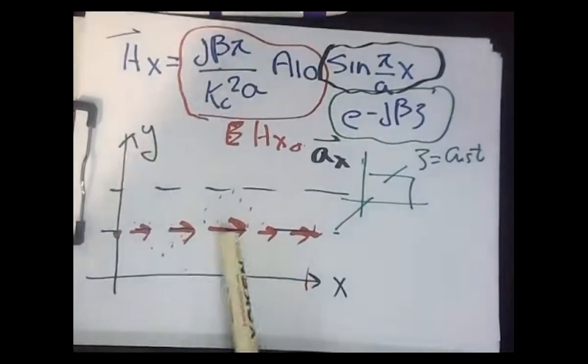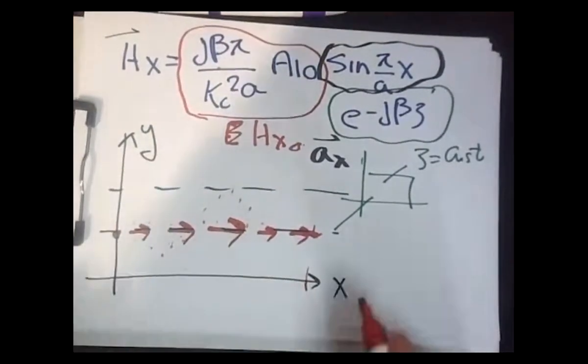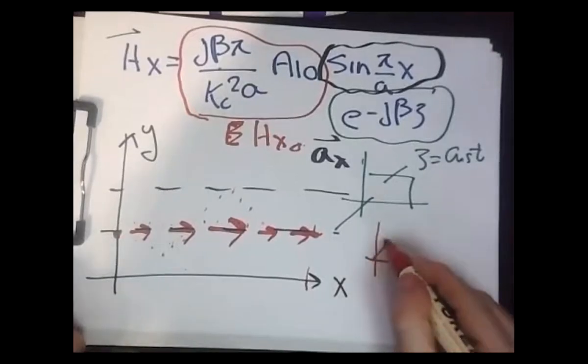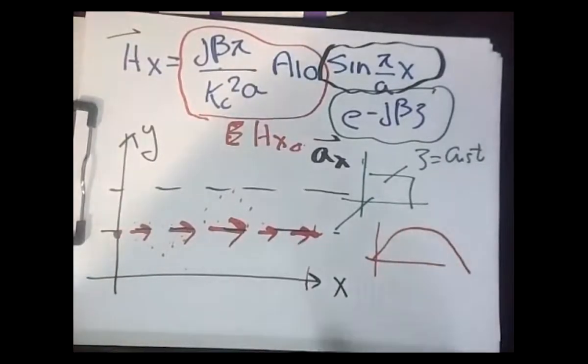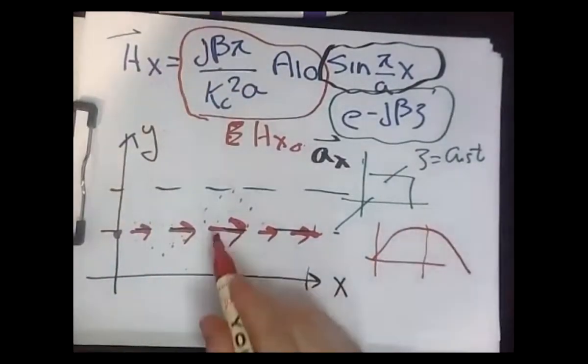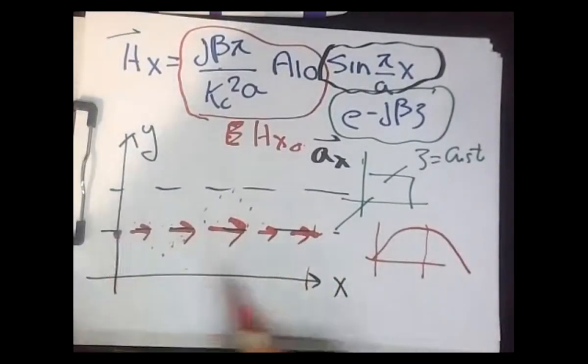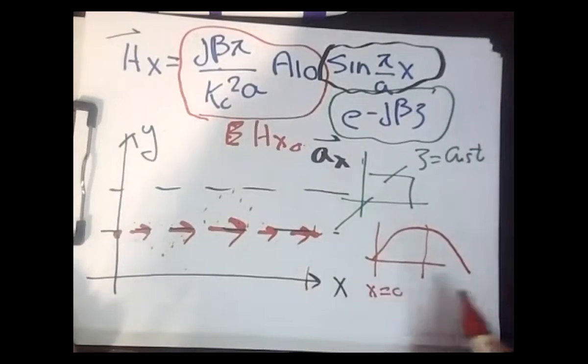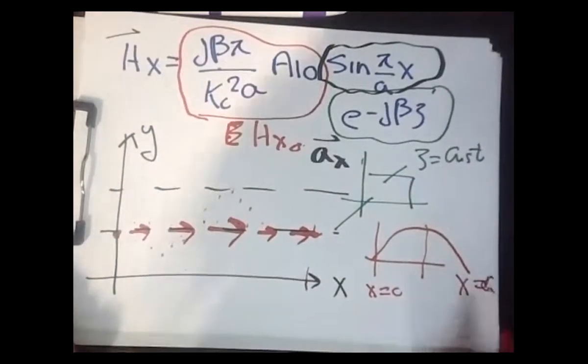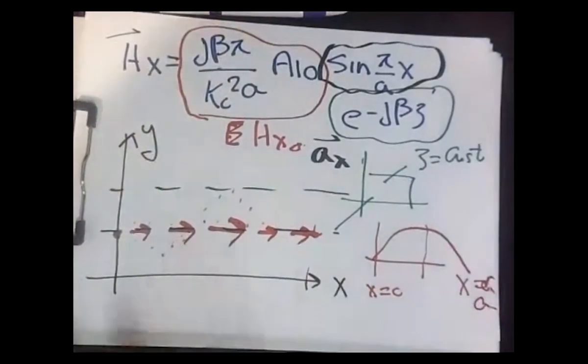So this is the maximum because simply you are plotting a sinusoid. This is the maximum value here, and on the corners you have the minimum, then you have 0, 0. So this is x equals 0, and this is x equals a. This is your function. So now you can plot the magnetic field in this manner.